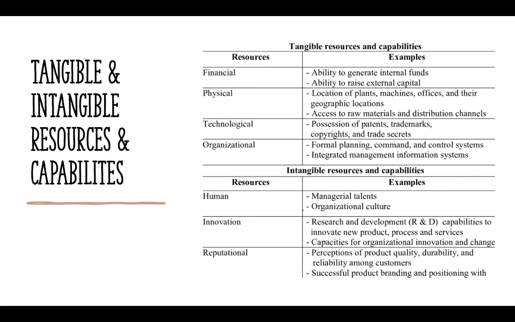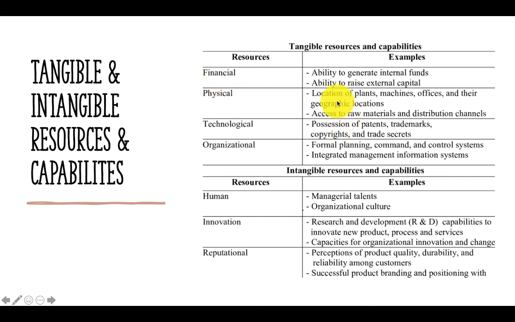As you can see, resources can be divided into tangible and intangible resources. Because you are hospitality students, it's easy for you. You know what tangible means, you know what intangible means. Let's take a look at some examples of the tangible resources and capabilities. Financial is tangible, you can see it. Your ability to generate internal funds, or probably your ability to generate money from selling stocks, or your ability to get loans from the banks, right? Ability to raise external capital.